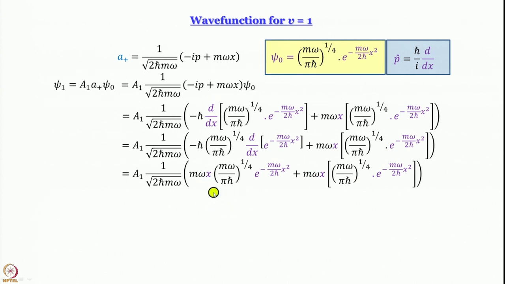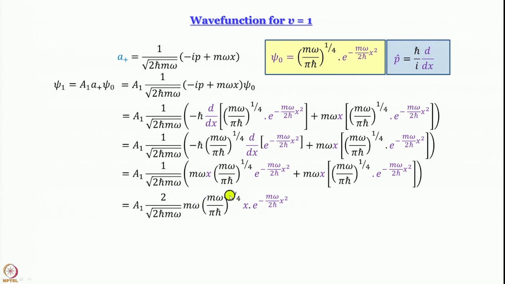Well, the first term is m omega x multiplied by the 1 fourth power of m omega by pi h cross, then multiplied by e to the power minus m omega by 2 h cross x squared. The second term is also the same. So, you just add them up, 2 comes out, and this is what you get: a 1 multiplied by 2 by root over 2 h cross m omega multiplied by m omega multiplied by m omega by pi h cross to the power 1 by 4 multiplied by x multiplied by e to the power minus m omega by 2 h cross x squared. Okay? And of course, you have 2 m omega in the numerator, root over 2 h cross m omega in the denominator.